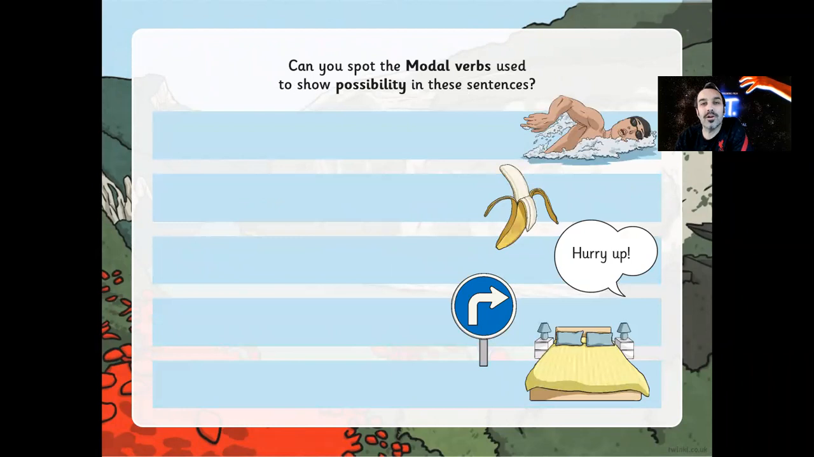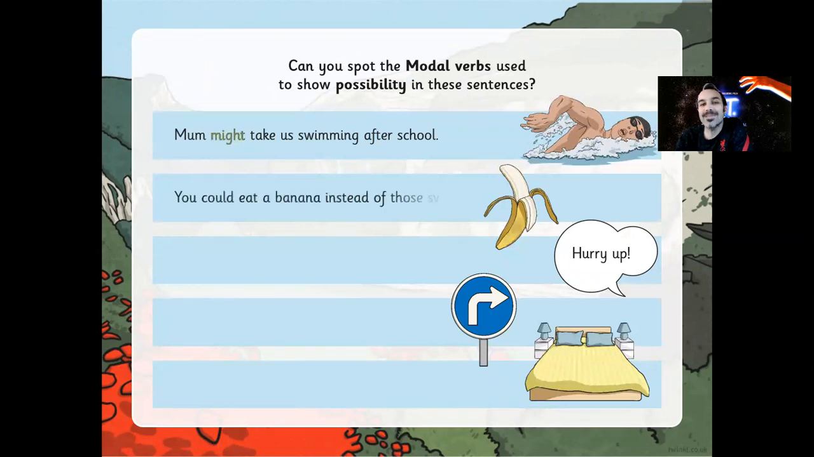So can you spot the modal verbs used here to show possibility in these sentences? So mum might take us swimming after school. Can you spot it? Can you get it? Of course you can. Might. Well done. You could eat a banana instead of those sweets. So possibility. Which modal verb in that sentence indicates possibility? Could. Well done. Superb. Hurry up. We will be late, said Dad. Can you spot that one? Which indicates possibility? Will. Well done.